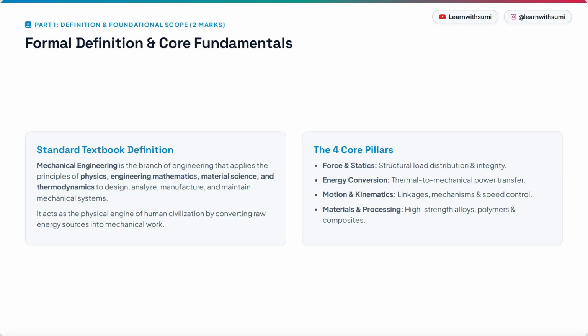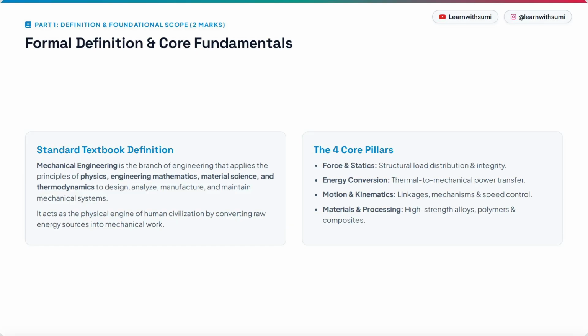Then we have motion: moving parts like spinning gears, rotating turbine shafts, or rolling wheels. Then we have materials: selecting the exact substance, like steel, aluminium, or carbon fiber, so the machine is strong, light, and does not melt or rust. So, in short, mechanical engineering takes raw energy, channels it through strong materials, applies force safely, and creates useful motion.